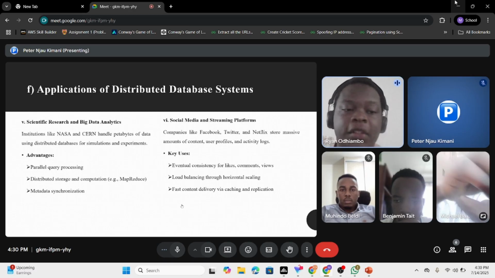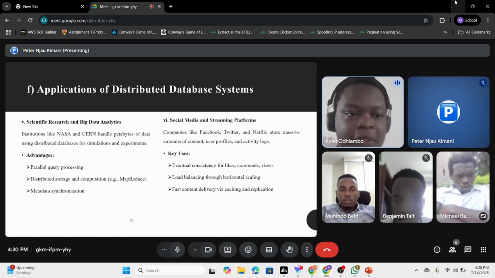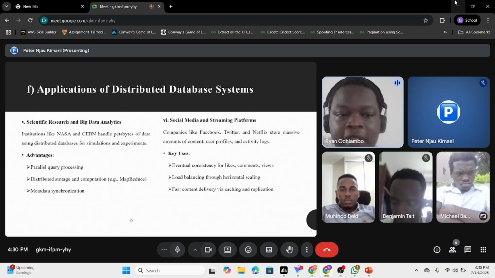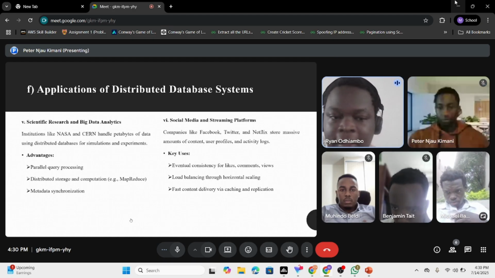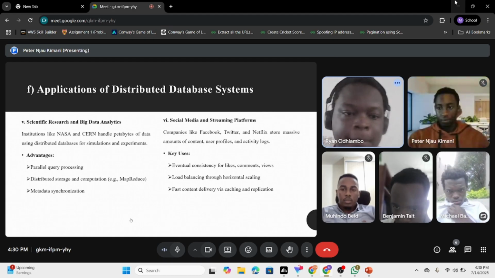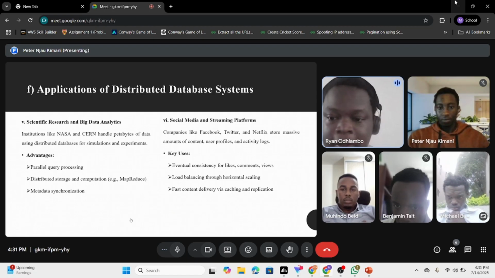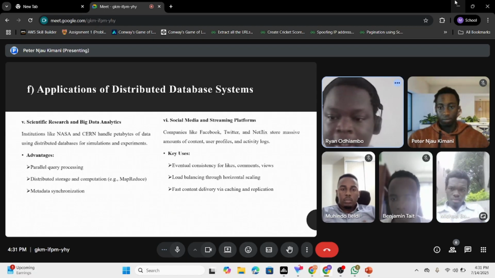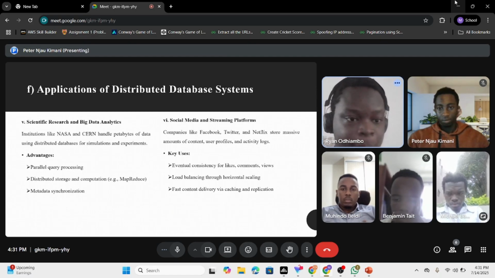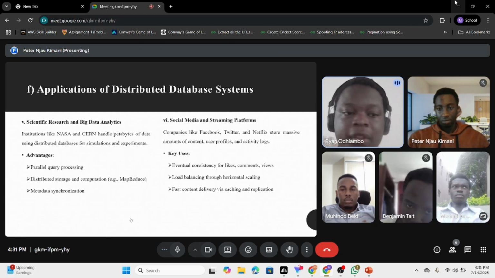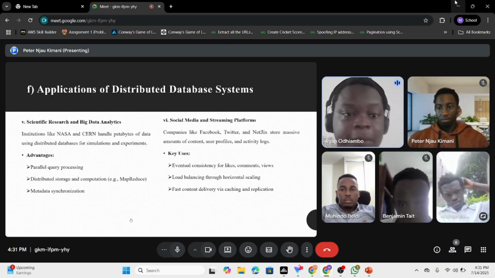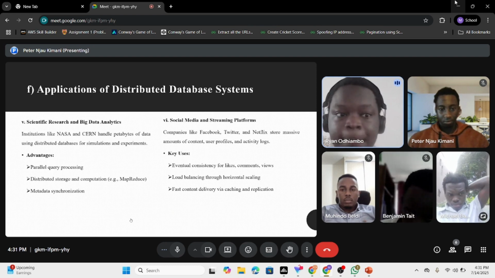So the fifth application, we have scientific research and big data analytics. Some examples: we have CERN, NASA, and weather forecasting systems. These areas use distributed databases for simulations and experiments.